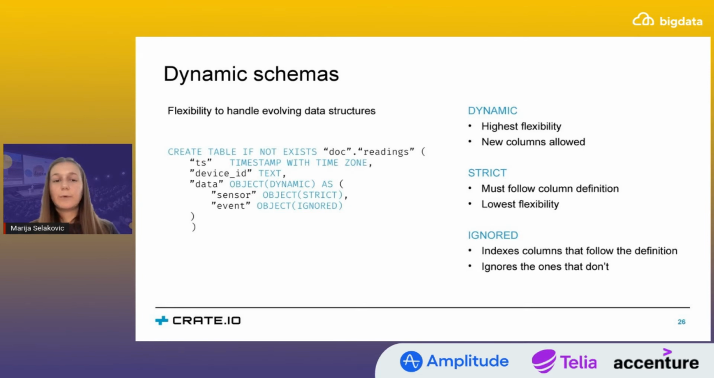Finally, there is another way of declaring an object called ignored, which shares the same properties as the dynamic objects, but the difference comes from the indexing perspective. If you add new columns, they get ignored by the system and are not indexed, which is also a very important topic to discuss when it comes to semi-structured data.